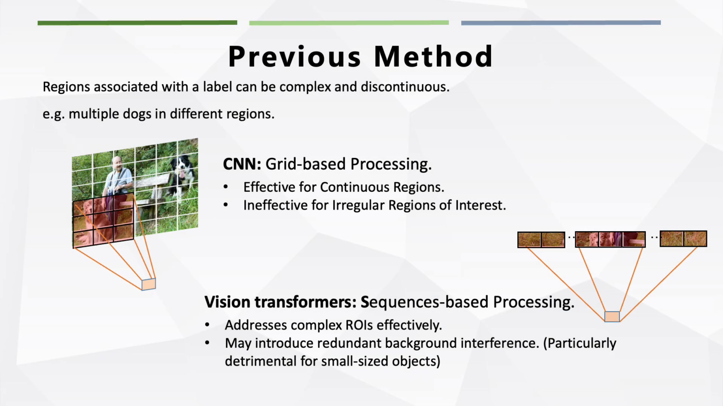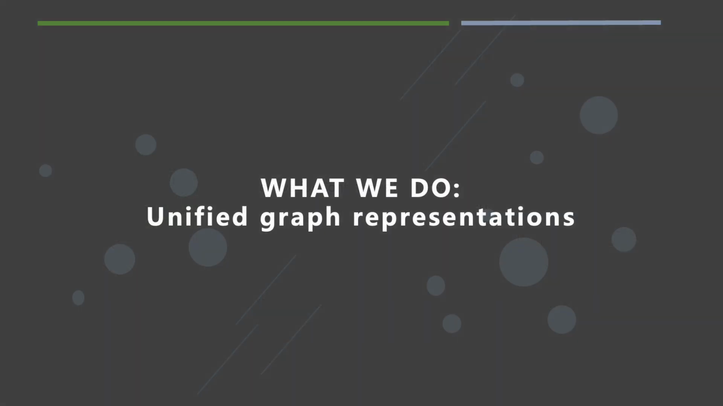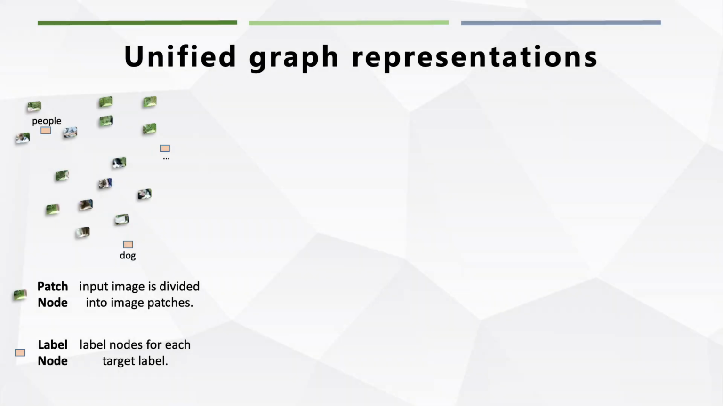CNN and vision transformers are two popular approaches. However, they may not be able to detect discontinuous objects or may be affected by background noise, making them suboptimal for multi-label classification. Our model, GKGNet, accurately captures the relationships between patches and labels using a unified graph representation that can focus on discontinuous objects while excluding the background noise. Both patches and labels are represented using graph structures.